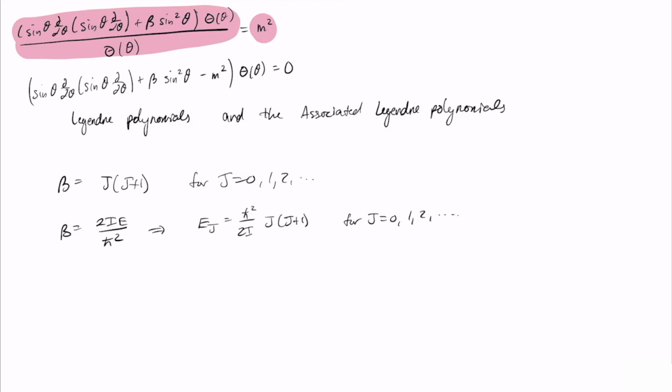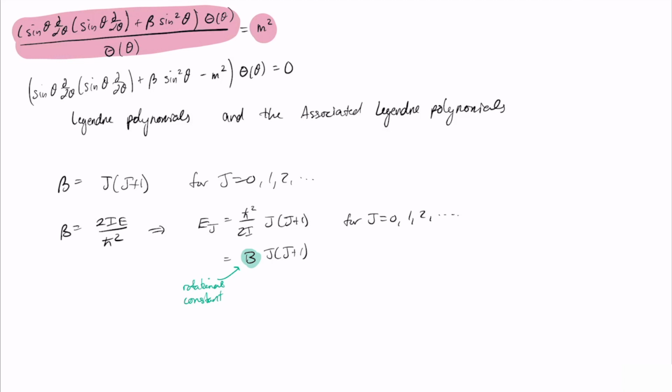Okay, and this is sometimes simplified by writing this as B times j times j plus 1. So this B is known as the rotational constant. And this depends on the moment of inertia of the molecule, and so it will be a property of the molecule itself.